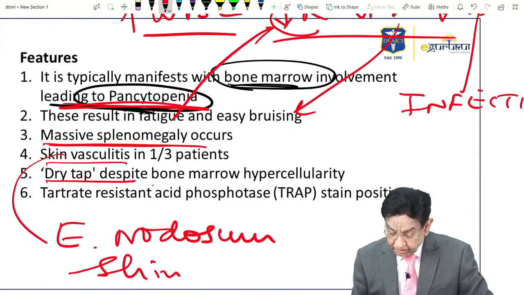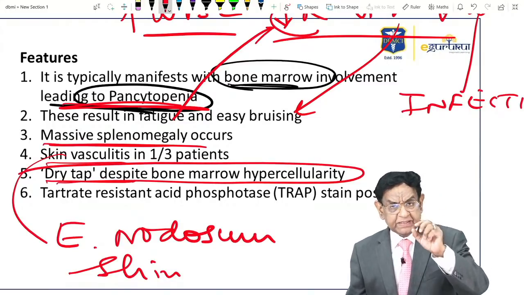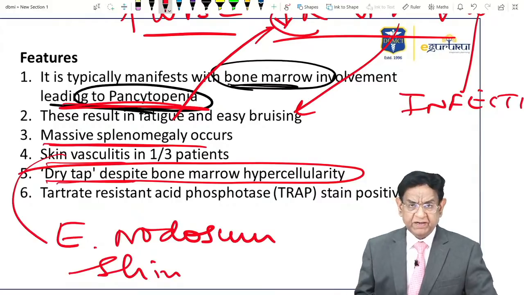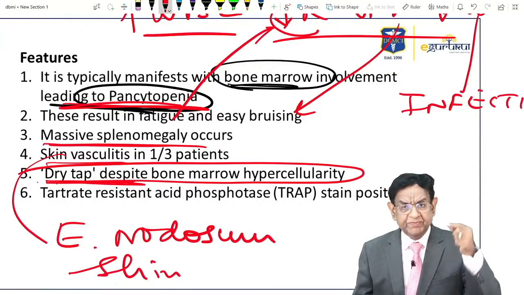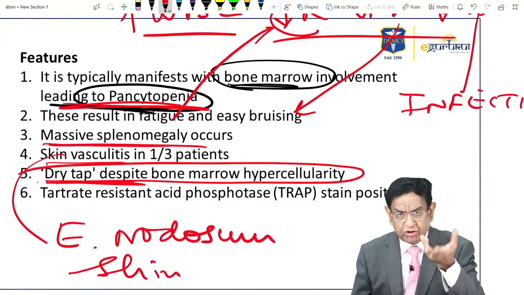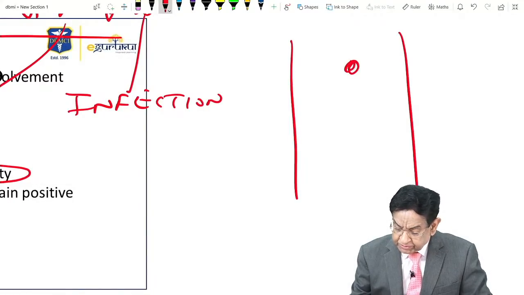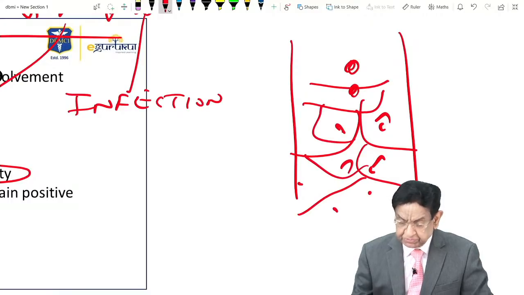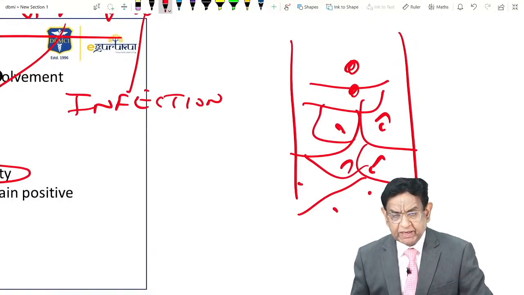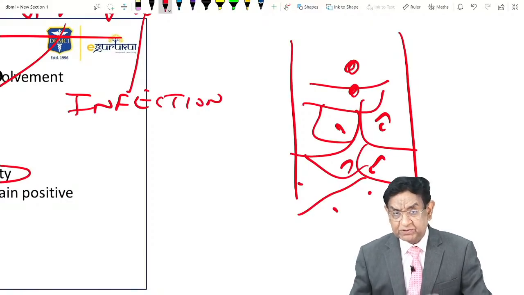Dry tap, this is again not known to 99%. In this, the bone marrow is hypercellular. A large number of cells are there. But dry tap: if you do the bone marrow aspiration, you are not able to tap. Why? This is the bone marrow, plenty of cells are there, but they are separated by strong fibrous tissue. So when you do the aspiration, you are not able to reach the cells because they are all covered by strong fibrous bands, so you get a dry tap.